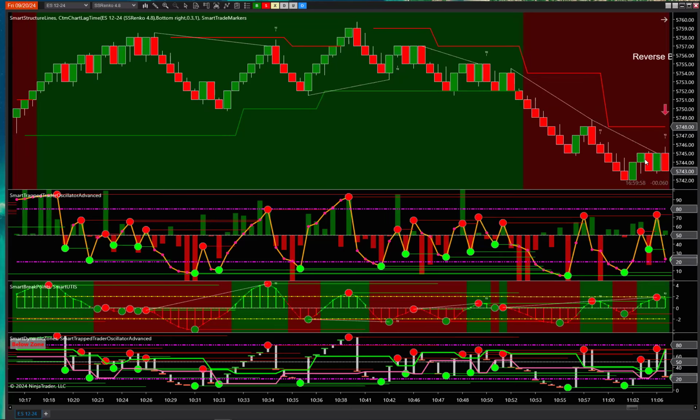So the market is going red, green, red. We're on a red background, so we would only trade this in a short manner. We would only look for sell signals. So what happens is that we have selling, buying, selling, right?